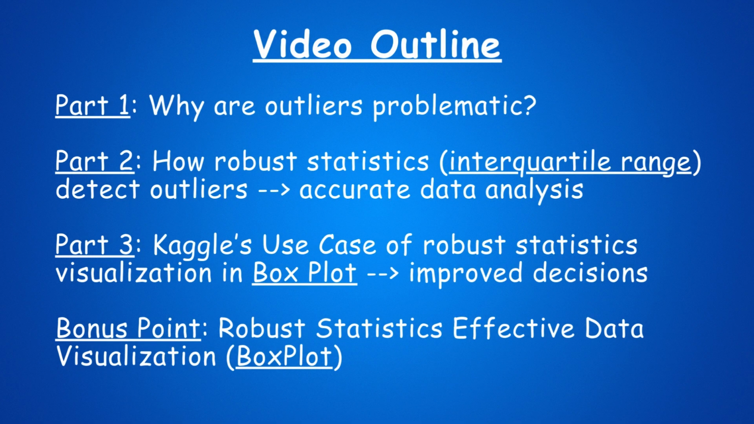In today's video, we'll show you how robust statistics and the interquartile range detect outliers and keep your analysis accurate. Plus, we'll walk through a real Kaggle example of how robust statistics visualization in a box plot enhances decision making, along with sharing a bonus point at the end regarding effective data visualization. But first, let's begin by understanding why outliers can be problematic.